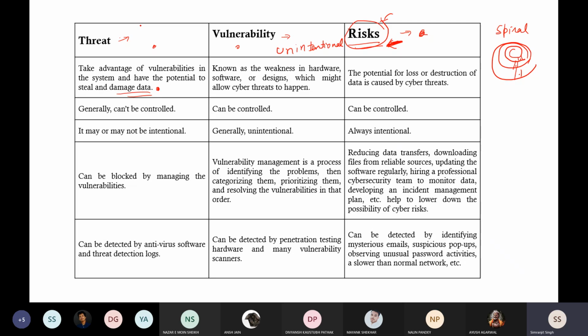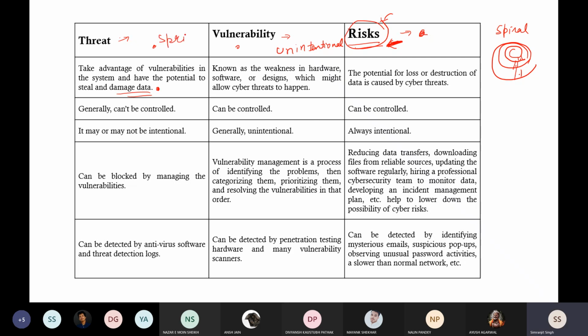Okay, so everything that is sent to you is very intentional, but if you are opening it knowing that this particular thing is a computer virus or a worm, then it is intentional. Okay, so keep that in mind. Two main things: threats are very specific.